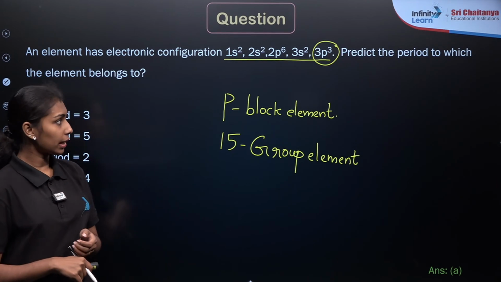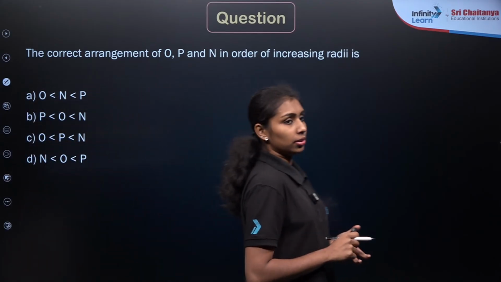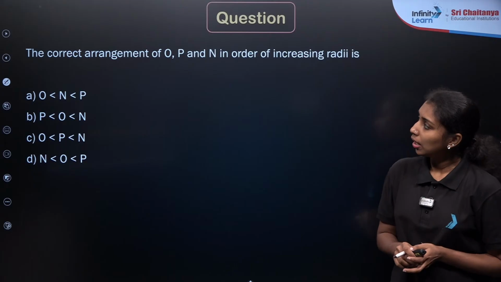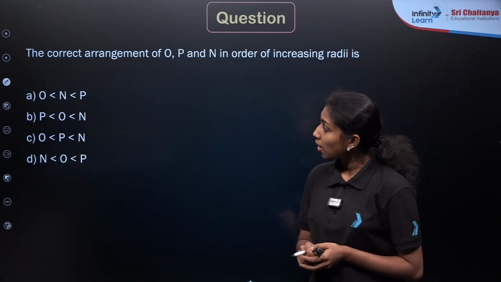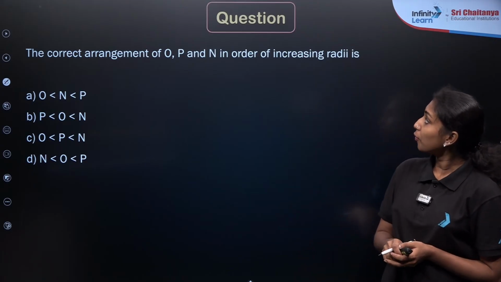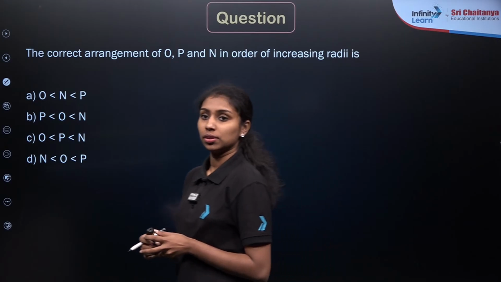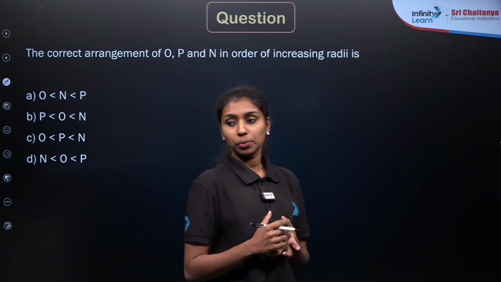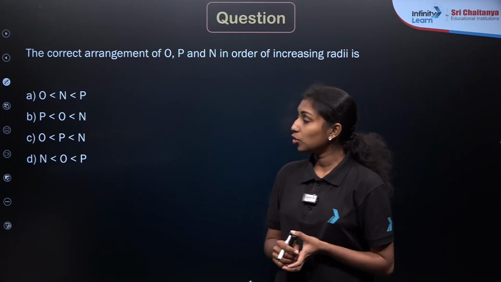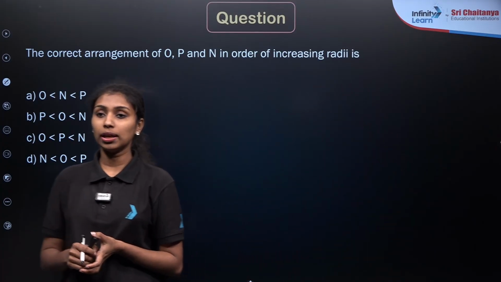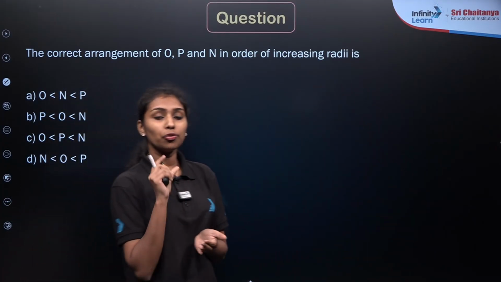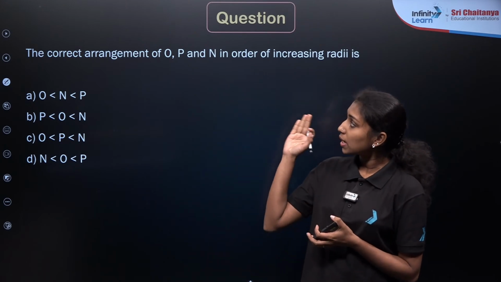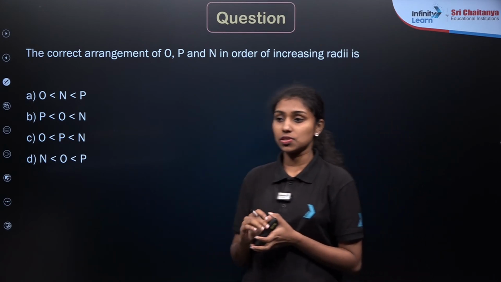Okay, now we are moving to our second question. The correct arrangement of oxygen, phosphorus and nitrogen in order of increasing radii. We have discussed in the periodic classification of elements and their properties the atomic radii and ionic radii, right? As we already know the trend of atomic radii or ionic radii in a group, you need to identify the position of oxygen, phosphorus and nitrogen.